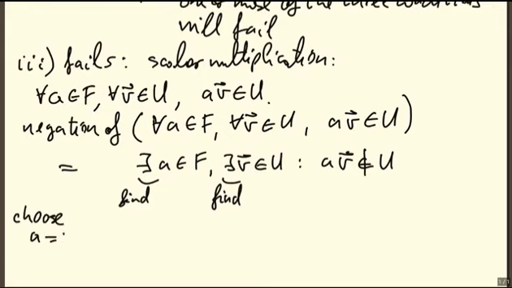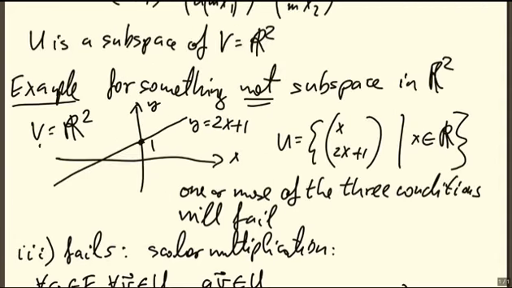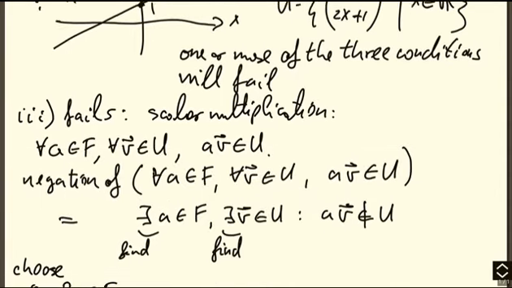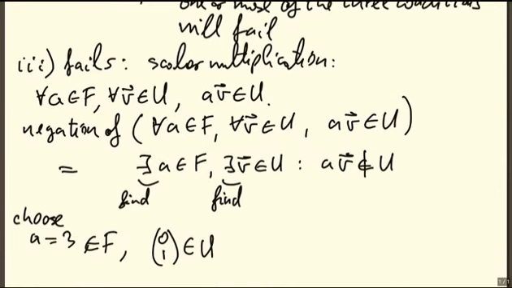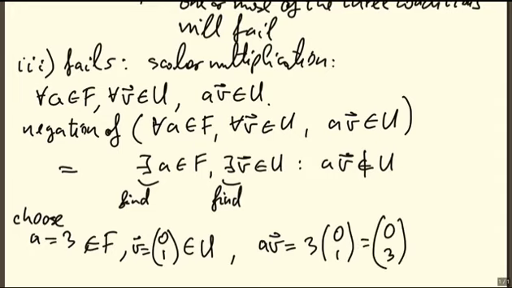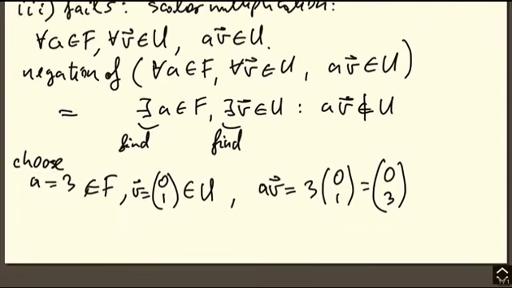So for example, A equals 3. So this is a scalar. And choose a vector from this set, let's choose the vector 0, 1. So that's in the line. And then let's see what A times V looks like. So this is 3 times the vector 0, 1. This is 0, 3. Then how do we show that this is not in the set U?